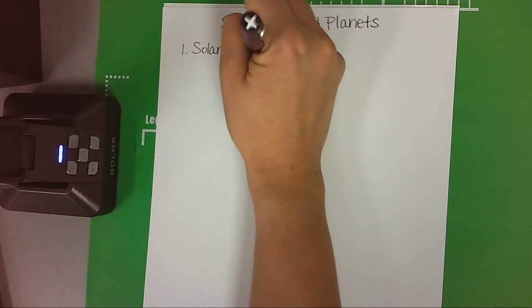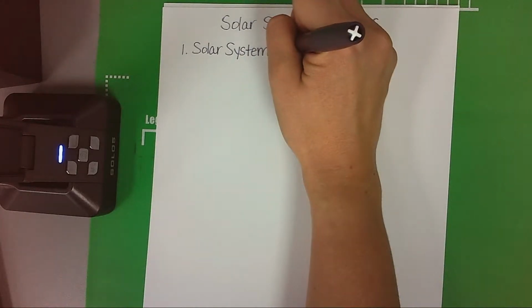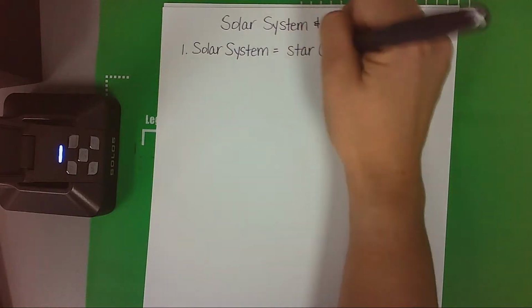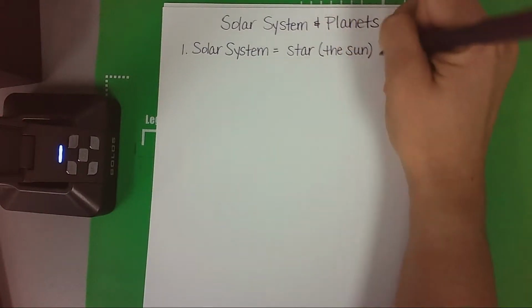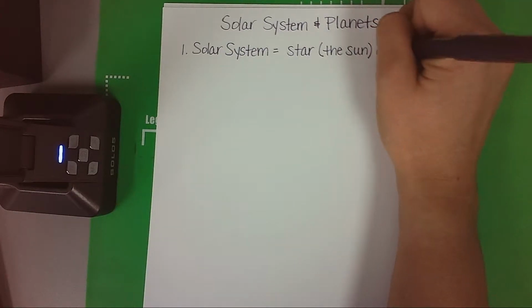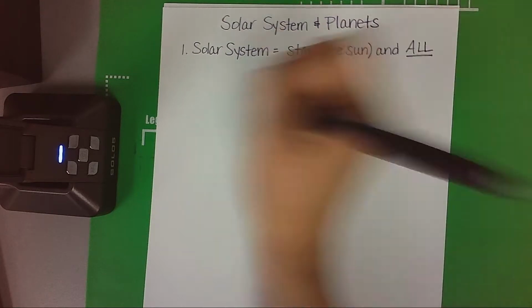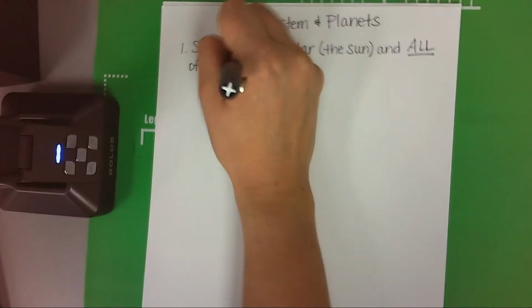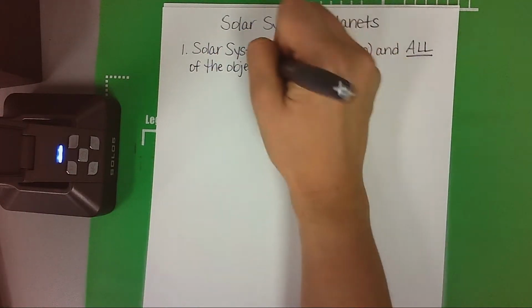We know it as the planets, but what is the actual definition of a solar system? It is a star, so it has to have a star, which in this solar system is the sun, and all of the objects that orbit the sun.